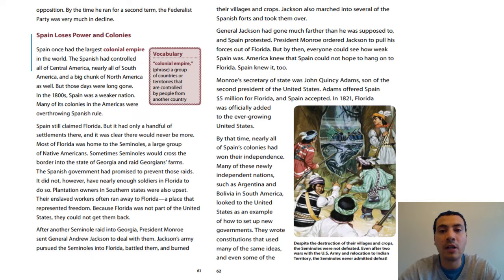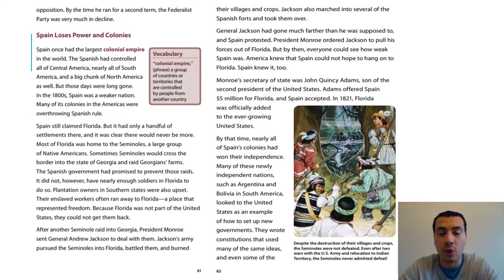General Jackson had gone much farther than he was supposed to, and Spain protested. President Monroe ordered Jackson to pull his forces out of Florida. But by then, everyone could see how weak Spain was. America knew that Spain was not going to be able to hang on to Florida.